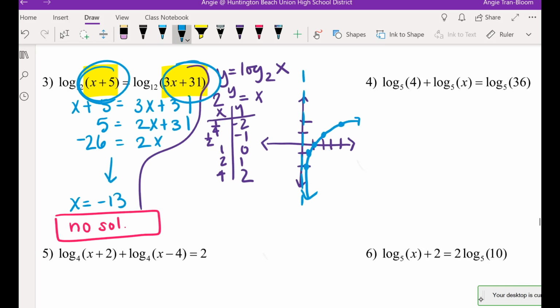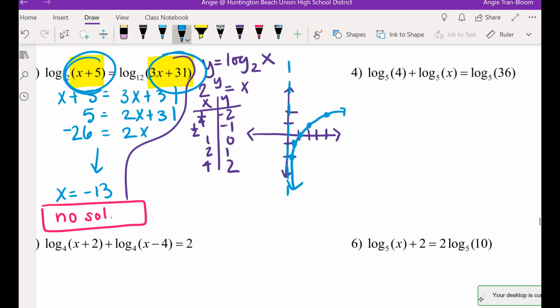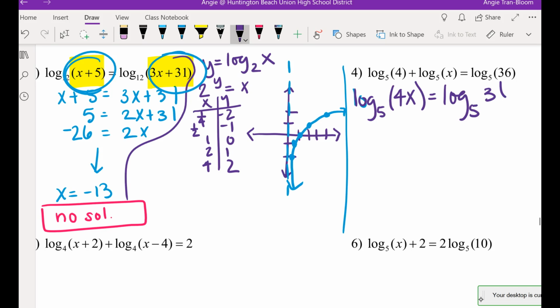All right, number 4. That one's easy. You have 2 logs on the left and 1 log on the right. What are you going to do, y'all? Condense. All right, tell me how to condense it. Log base 5 of 4 times x is 4x equal to log 36. Drop your logs. 4x equals 36. Divide both sides by 4. X has to be 9. Did you plug it back in? Yes. Okay.